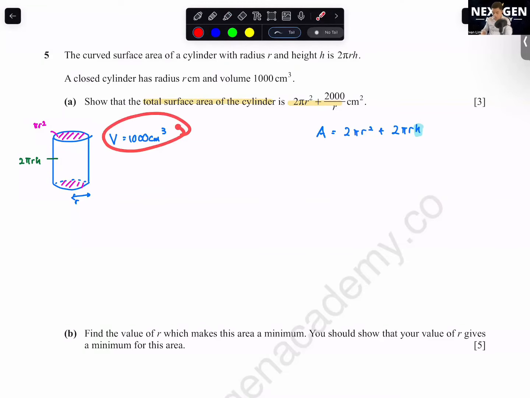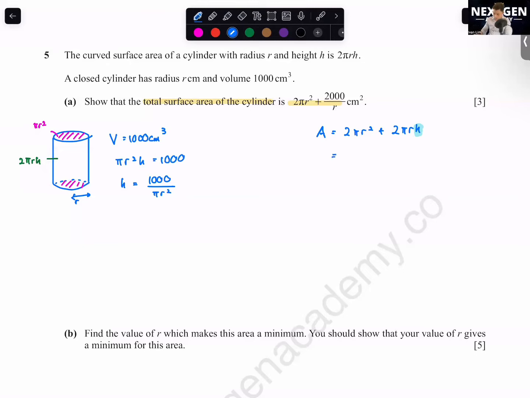They gave us this thing here, volume. By the way, this is a very common differentiation question. They will give you some shape, volume, area, or perimeter, one sum into the other. Then the next question, you will need to differentiate it to find the maximum or minimum value. So volume, what's the formula? Volume is pi r squared h. We find what is the h first. So pi r squared h equals 1000. Height is 1000 over pi r squared.